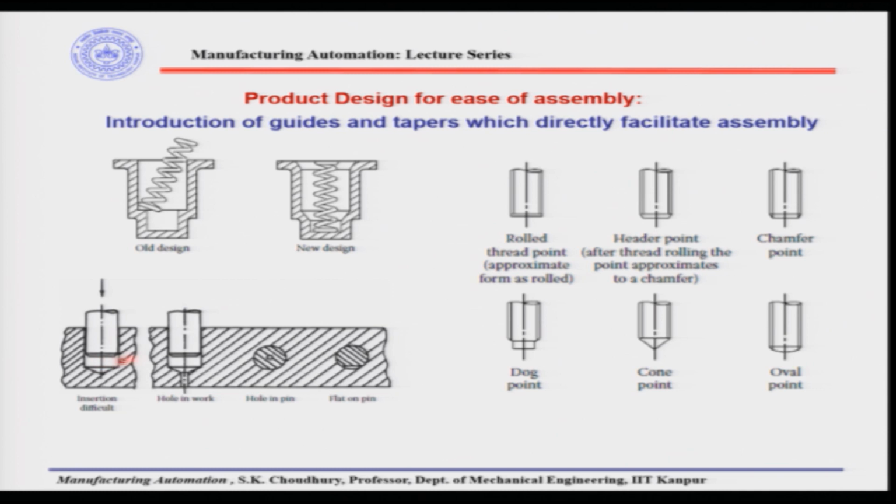Here there are some examples. For example, this insertion is difficult because it is blind here, and sometimes a small hole is made so that the insertion can be facilitated, all right, or there could be a flat here. This is the hole in the pin or flat in the pin. Okay, so this will facilitate the assembly.